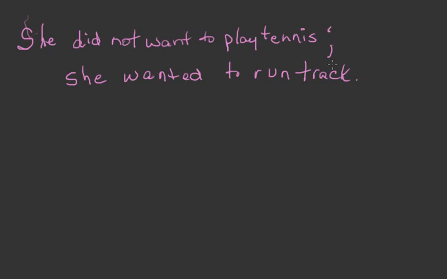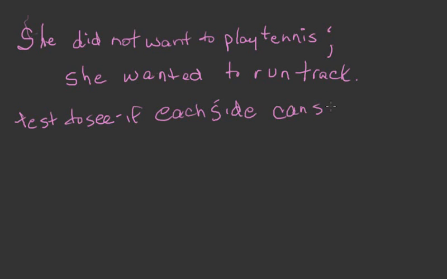And one thing you should always do is then test to see if each side can stand alone. And I could say she did not want to play tennis. That can stand alone. She wanted to run track. That can stand alone. And so structurally, I'm fine to use a semicolon because each side of the semicolon has independent clauses.